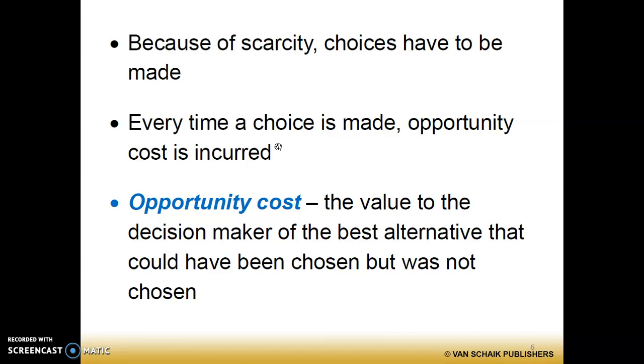Because we live in a world of scarcity, choices have to be made. Every time a choice is made, opportunity cost is incurred. Opportunity cost is defined as the value to the decision maker of the best alternative that could have been chosen but was not chosen.